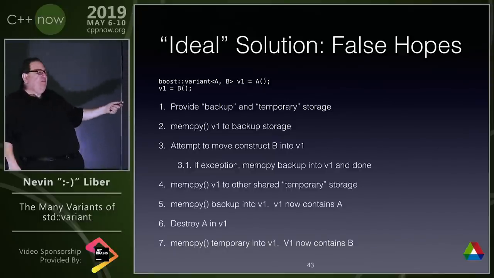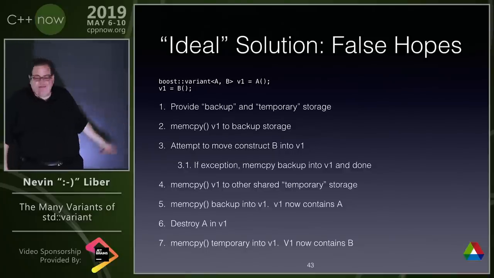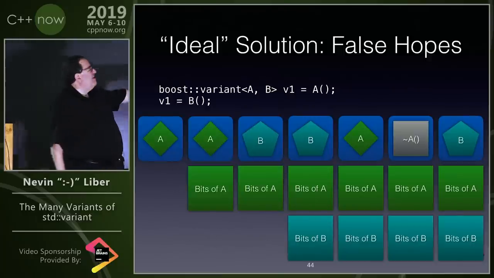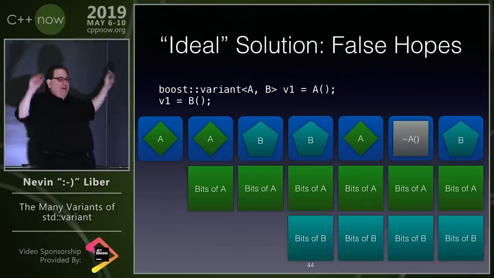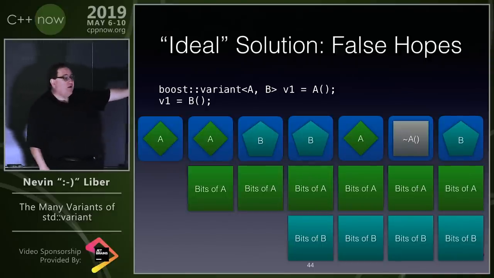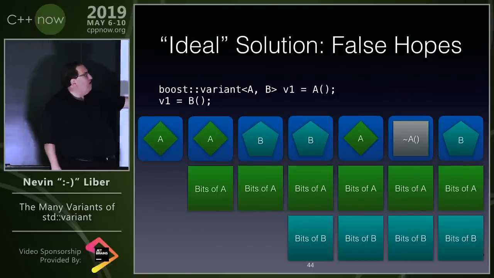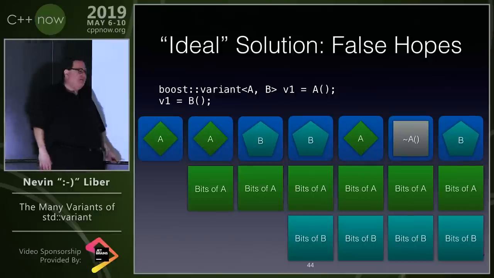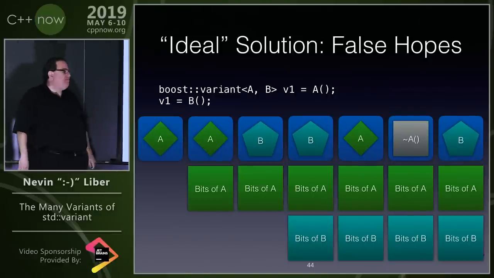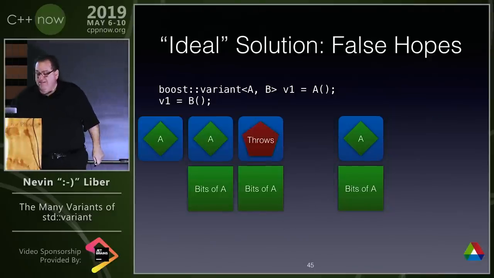So if we really want this to work in the face of exceptions, we provide backup and temporary storage, we memcopy. Let me show you the diagram. So we start with this, right? V1 here. We then memcopy this over here, so we have a copy of the bits. We then construct B in its place. If that works, we memcopy these B bits over here. We copy the A bits back to here, because now we can destroy A, because A might have pointers in it to itself, so we have to actually put it back in the exact same memory location. And then finally, we memcopy B from there to there. Which is a lot of work.